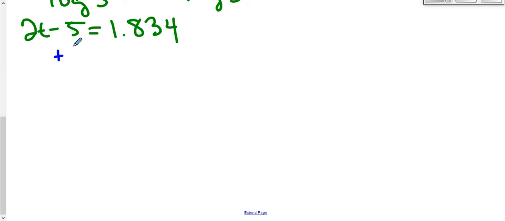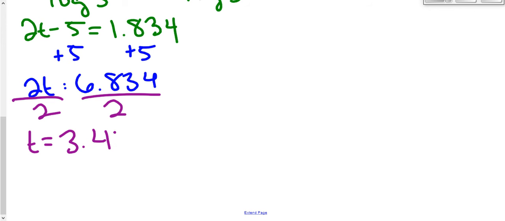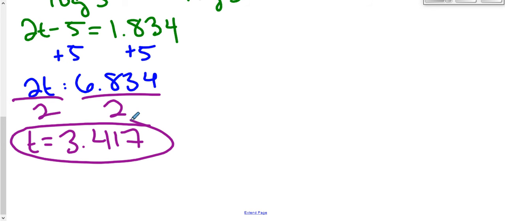So what I'm going to have to do is add 5 to both sides, plus 5 plus 5. So 2t is going to be equal to 6.834, and then I'm going to have to divide both sides by 2. Now you can type that all in the calculator in one fell swoop if you would like to. Our final answer, t, is going to be 3.417 right there. As long as we're rounding to 3 decimal places, we're going to be okay with that answer.